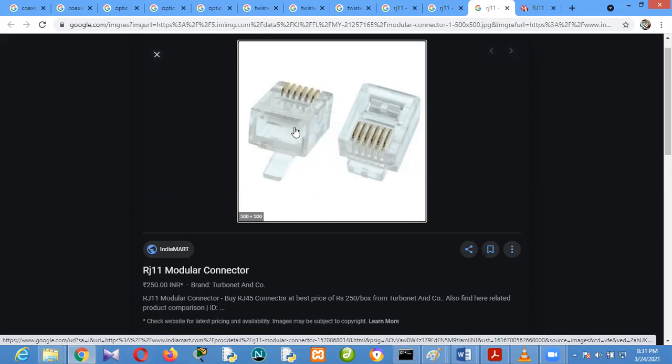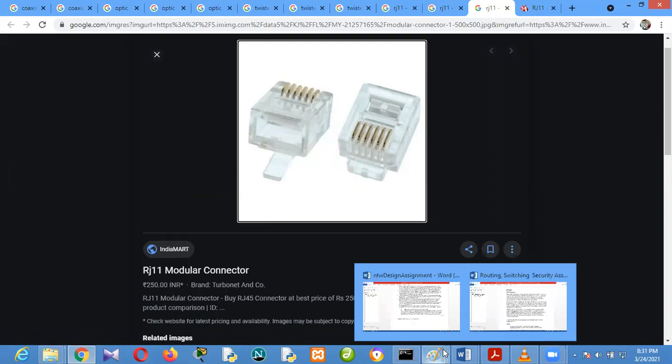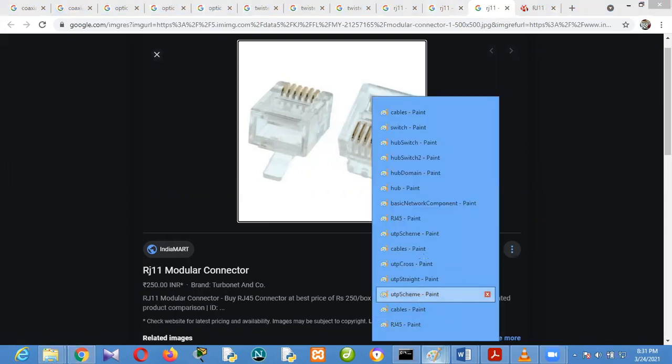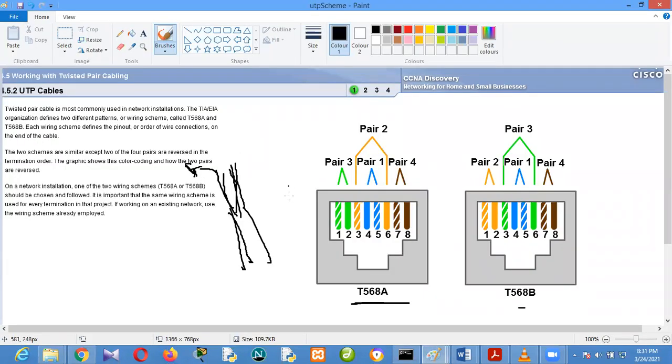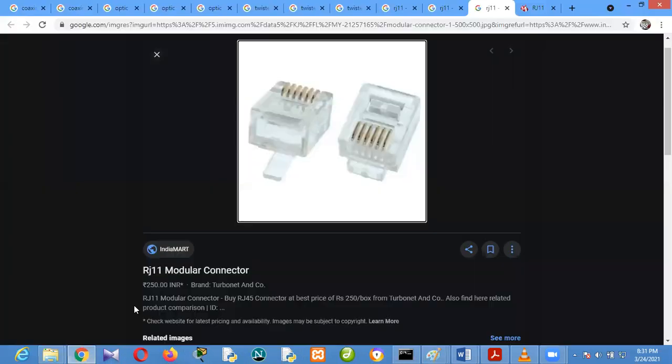Whenever you are terminating the RJ45, the opening should be facing you. Then the clip is supposed to be under. You can now slide it in. So that's the way to terminate it. When you terminate, you now use a clipping tool to clip it.